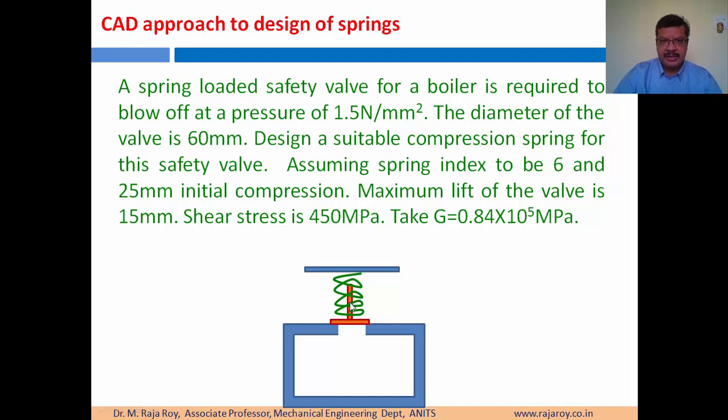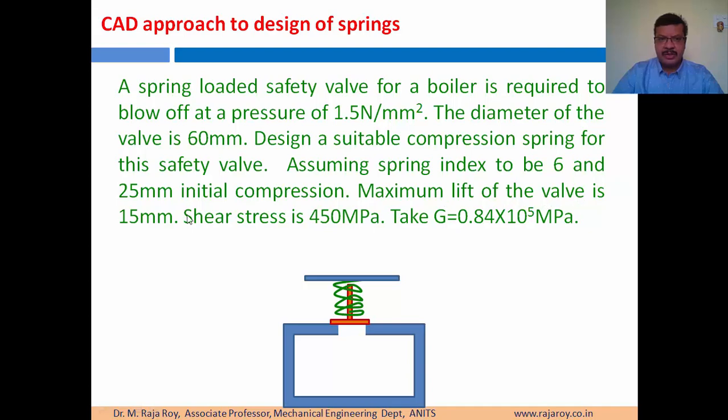This spring we have to design assuming spring index to be 6 and 25 mm is the initial compression. Initial compression means that initially, to exert the pressure on this boiler, this particular spring has to give some initial pressure like this. This is the position before giving the initial pressure. This is the position after giving the initial pressure. Because of this initial pressure, the compression of the spring is 25 mm. So this is the 25 mm compression initially given to the spring.